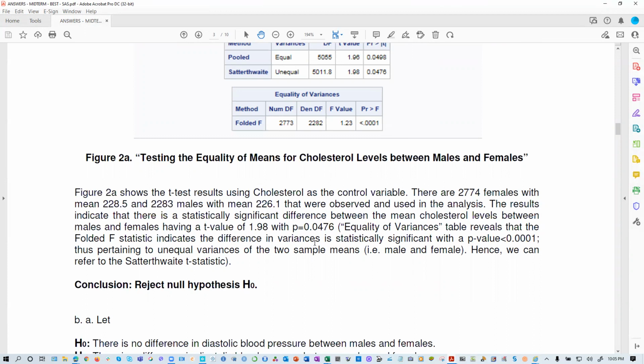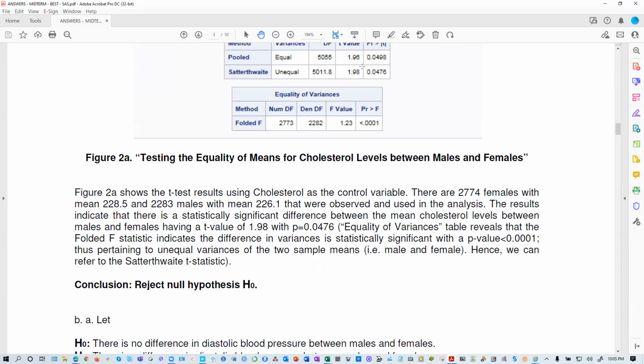Because of that, 0.0476. This p-value says that the equality of variance table reveals that the folded statistics indicate the difference in variance is statistically significant, with a p-value less than 0.05. Because of that, this test to check the equality of variances is significant. That means you're going to reject H naught, which means you don't have equal variances. That means you have unequal variances.